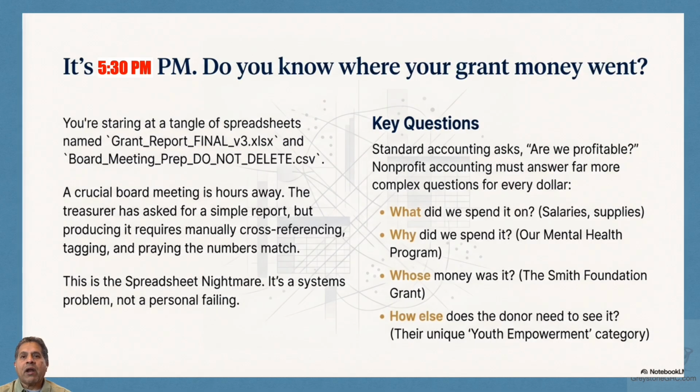Let's start with a scenario familiar to many of us. It's 5:30 p.m. on a Friday evening. The board meets tomorrow, a Saturday meeting, and you are staring at a file named Grant Report Final version 3 do not delete.xlsx. You're doing this because the accounting software you use doesn't match the grant budget. You are manually cross-referencing payroll allocations and praying that the columns fit. This is called the spreadsheet nightmare.